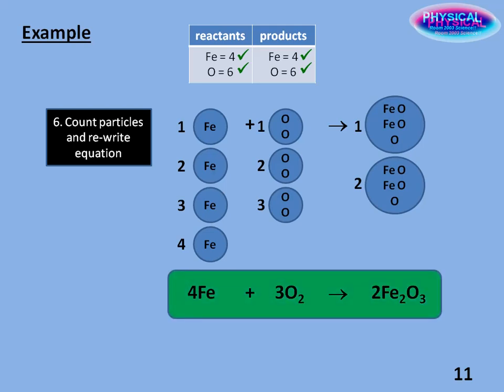So again, final equation. 4 iron particles, 4 Fe plus 3 O2 particles, 3 O2 yields 2 iron oxide particles, 2 Fe2O3s.